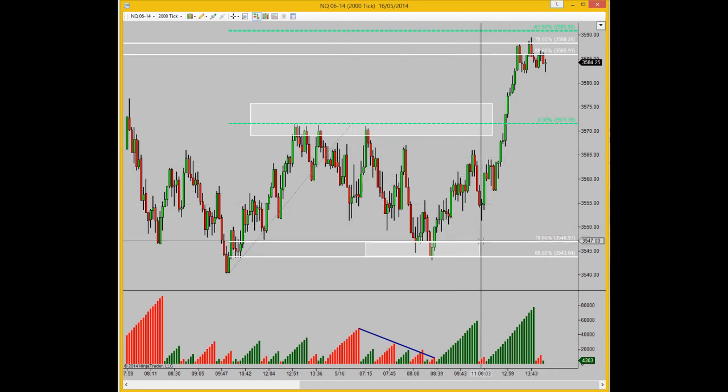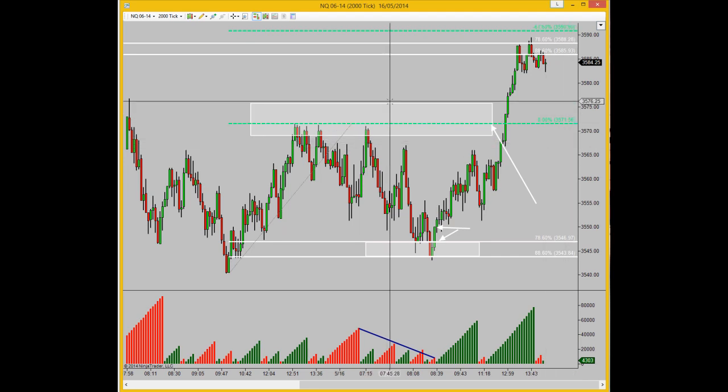So we could have entered anywhere from this point or this point, and your target would have been right at this point, 35.71.50.